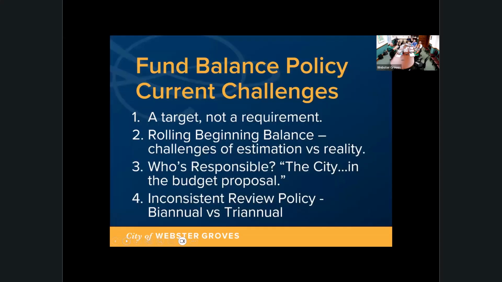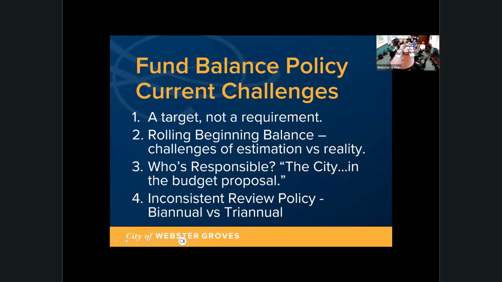So we talked about our current policy. If you remember, it's a target. It's not a requirement. We're supposed to try to have a goal of 50%, but it's not a requirement. So if we fall below that, we don't fix it. There's no penalty. It just fell below 50%. It doesn't have to be a requirement or a penalty either. I'm just saying, is it going to be a target or a requirement?